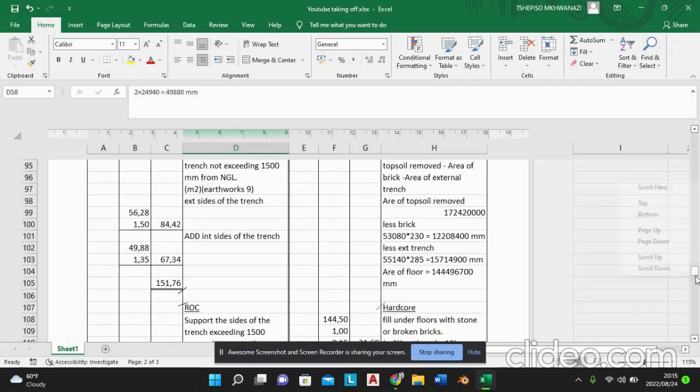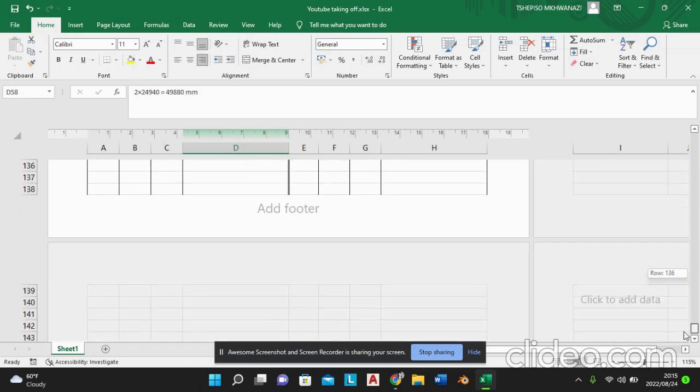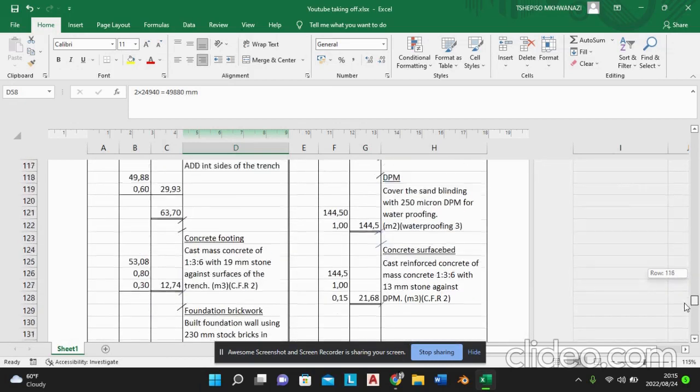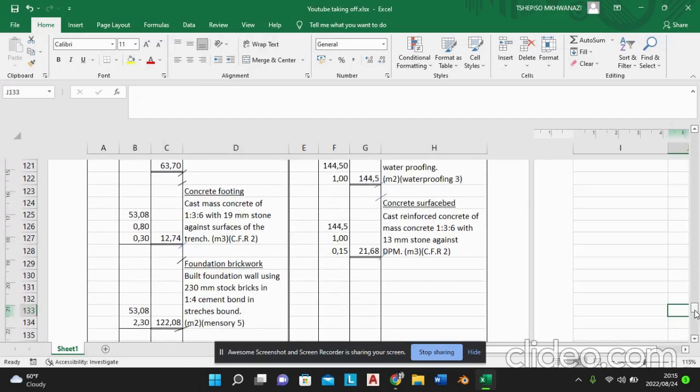And then now we're going to move to floors. We're going to start with hardcore, doing them in order. We are done with floors. Okay, remember, we're not done with floors. We have to do the brick foundation. This one is obvious. I will not need to explain anything. I'll just explain this part only, the 2.3.